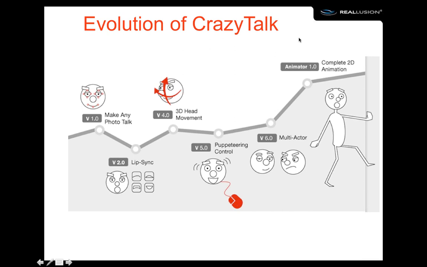So CrazyTalk has been around for more than a decade. It started with CrazyTalk 1, obviously, and this was a facial animation software. Now, during the time of CrazyTalk 6, we came out with CrazyTalk Animator 1, which was a tool that allowed you to do face and body animation. Last year, we came out with CrazyTalk Animator 2, and obviously this is an improvement on the first version, and it still allows you to do facial and body animation.